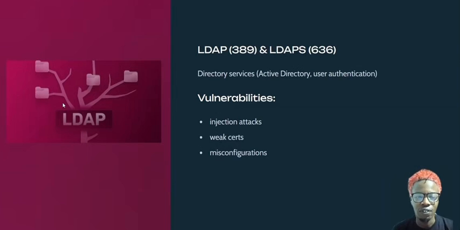Next on our list, we have a very important port for Active Directory authentication, which is LDAP and LDAPS. LDAP, as you can tell, isn't secured compared to LDAPS, and it all has to do with authentication in an Active Directory. The vulnerabilities here are injection attacks, weak certificates, and misconfigurations. You can use a tool called ldapdomaindump to extract information in an Active Directory environment. So it's a very important port for hackers as well.